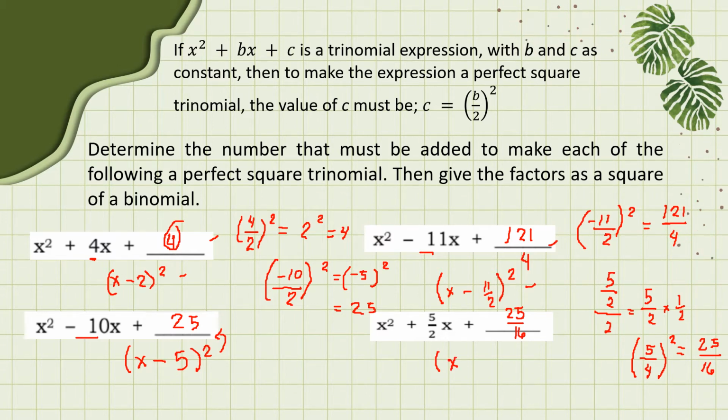Then, to make this a square of binomial, it becomes x, and everything is positive, so it will be plus. Square root of 25, that is 5. Square root of 16, that is 4. Raised to the second power. This is our perfect square trinomial, and this is the factored form, the square of binomial.